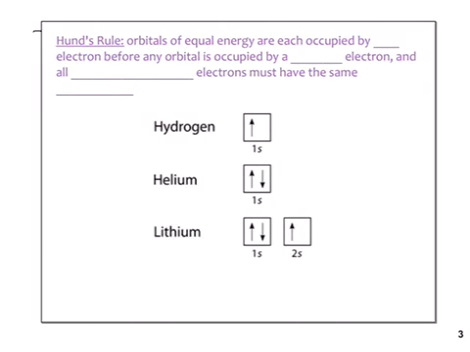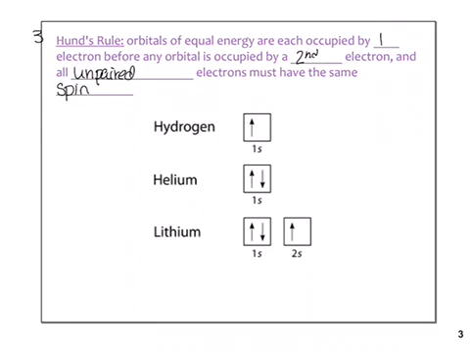The third rule is Hund's rule, and this says orbitals of equal energy are each occupied by 1 electron before any orbital is filled with a second electron. And it also says all unpaired electrons will have the same spin.